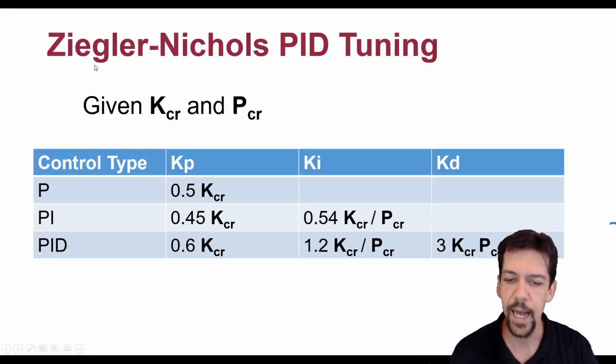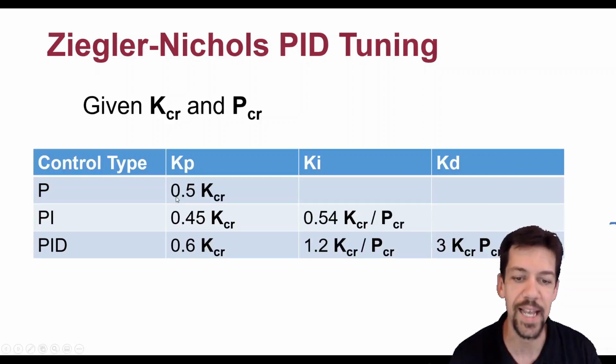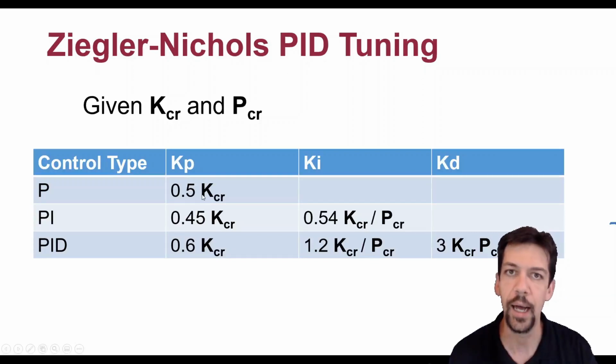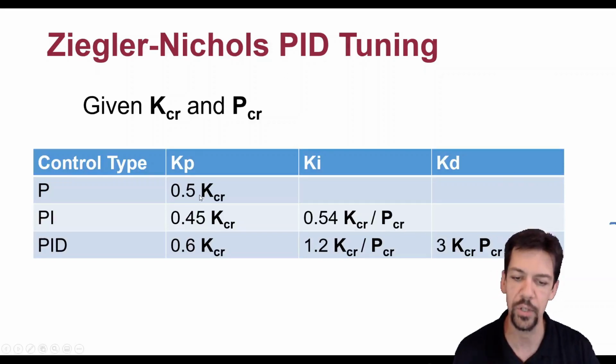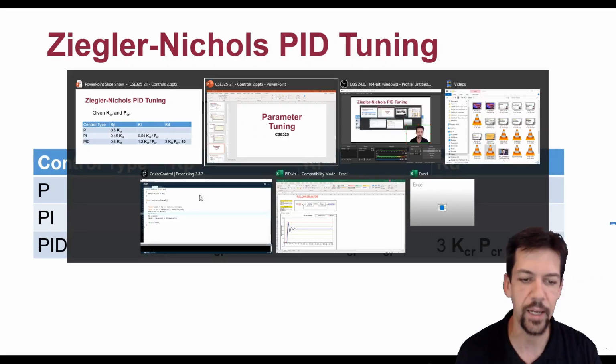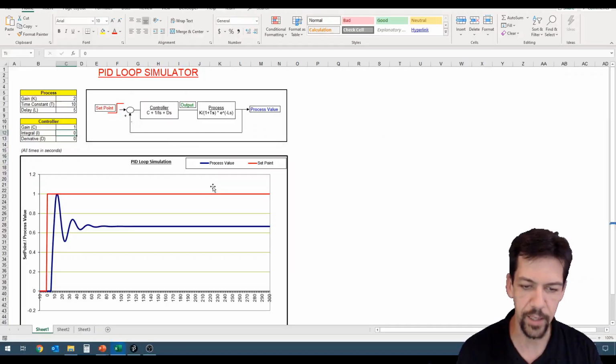So in this case, if we have just a P controller, a proportional controller, my KP should be set at half of my critical constant, right? And that gives me a good proportional controller. Let's try that out in my little simulator here, right?